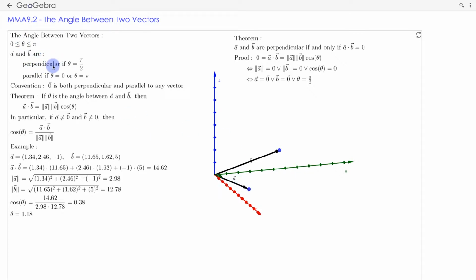Then you say that A and B are perpendicular if the angle is pi half. You say they are parallel if the angle is 0 or pi, so if they point in the same direction or the opposite direction. And by convention, the 0 vector is both perpendicular and parallel to any vector. We talked about this earlier, but it turns out that the right way of defining these things is to say that the 0 vector has any and all directions at the same time.